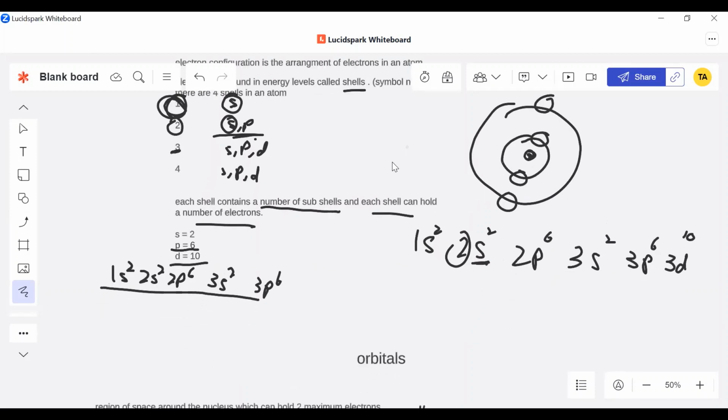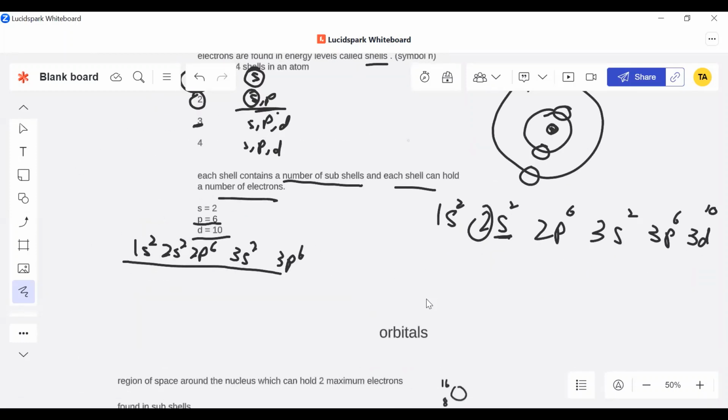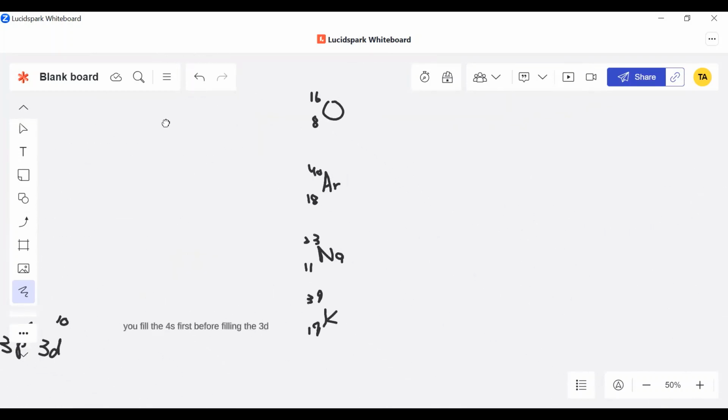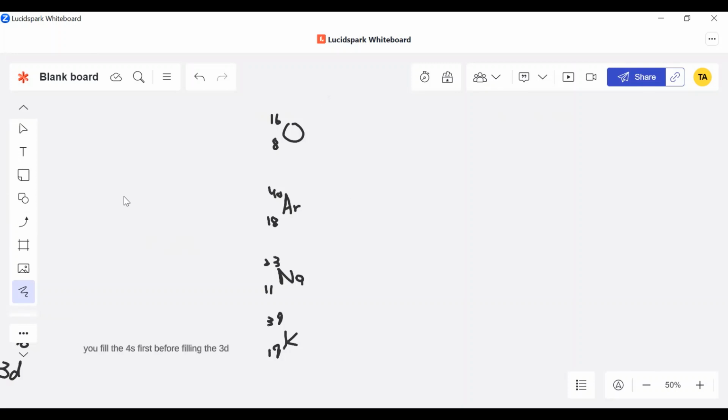Okay, so now let's do an example. I'll get to orbitals later, but for now, I'll do some examples, all right? And electron configuration is the number of electrons in an atom.